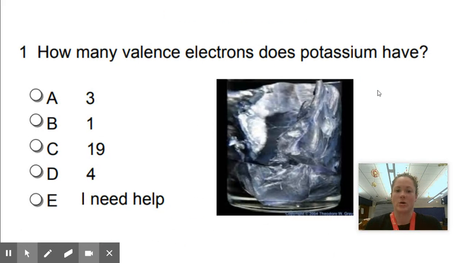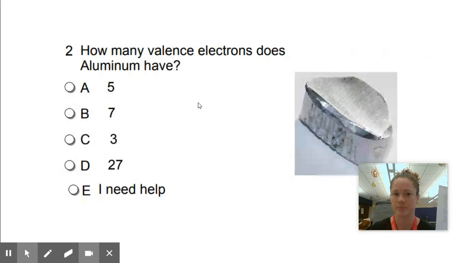All right, so here is a question. I want you to try to think about the answer. So how many valence electrons does potassium have? Potassium is K, which is 19 on your periodic table. So it is right here. So we want to think how many valence electrons does it have? And if you said 1, then you are correct. So the answer is B.